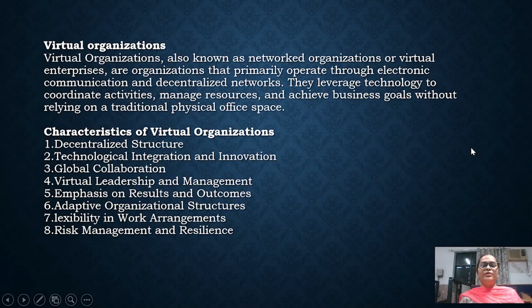So now we'll come to the next type of organization, which is the virtual organization. So what are they? These virtual organizations are also known as network organizations or virtual enterprises. These are the organizations that primarily operate through electronic communication and a decentralized network. They leverage technology to coordinate the activities, to manage resources, and achieve business goals without relying on traditional physical office space.